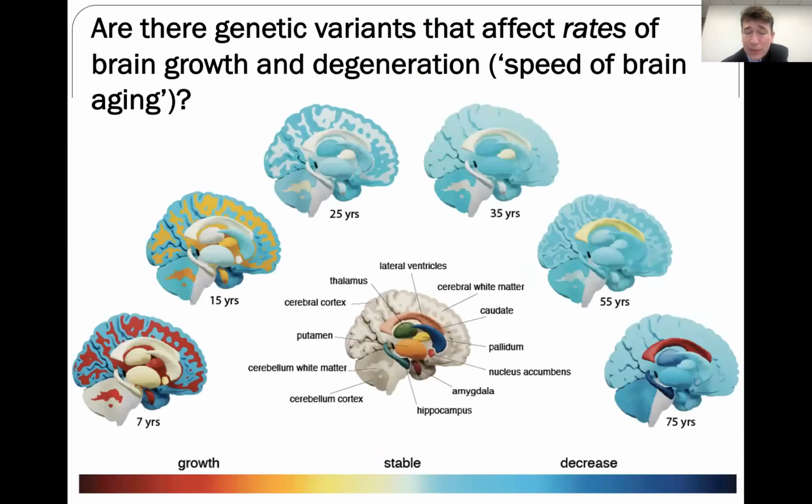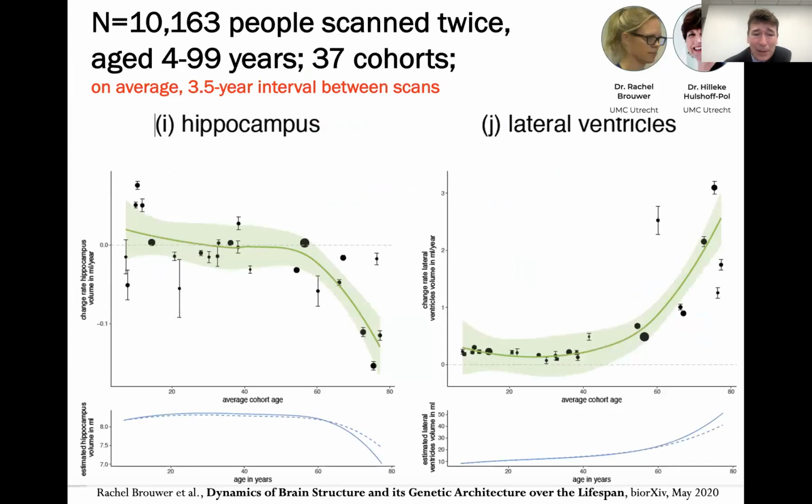Another application, very interesting for drug companies, is to look at people who've been scanned twice, look at the rate or speed of brain aging, and see if there are any markers in the genome that influence that. This is a study by Rachel Brouwer and Hilleke Hulshoff Pol, where 10,000 people were scanned twice. 37 cohorts of data were used.